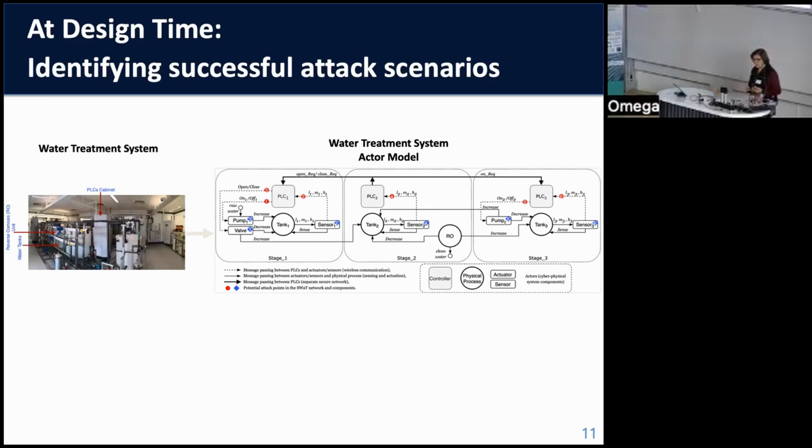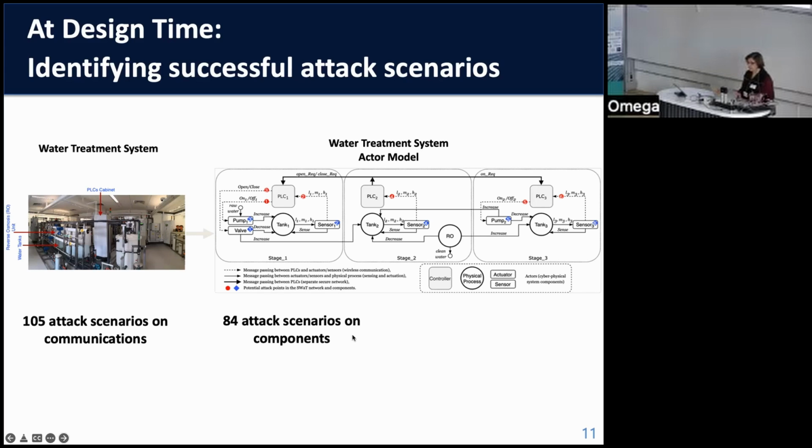Okay, so at design time, you can identify successful attack scenarios on this water treatment system, for example. You have, as I told you, PLCs and tanks and pumps and valves, and quite a few of them. And on this example, and you can find the code on our GitHub, we modeled 105 attack scenarios on communication, which is basically changing the input to something that you're not expecting. So something that an attacker can do, changing the input. And 84 attack scenarios on component.